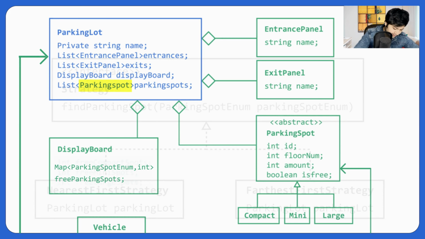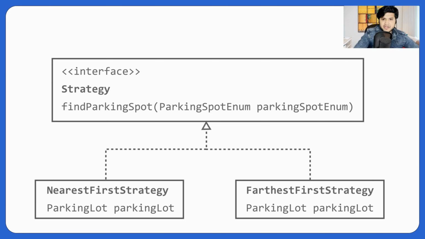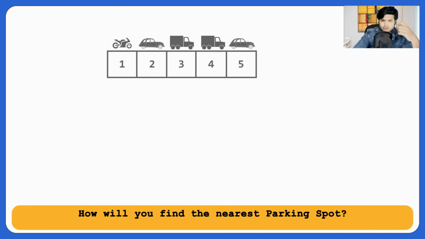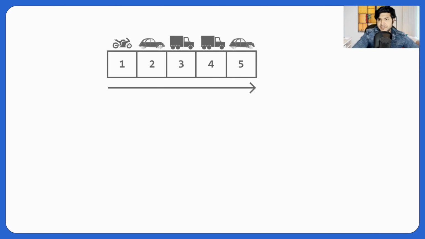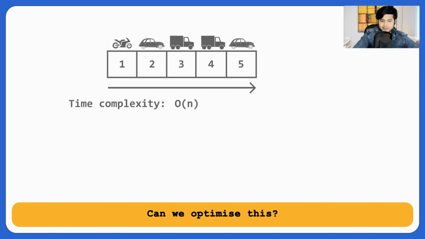So if I have to find the nearest parking spot of type, let's say, mini, let's say this is my list of parking spots. This is one object, this is second object, third, fourth, fifth object. Each of them are different parking spots, right? One could be mini, one could be compact, other two could be large. So how will you find the nearest parking spot? By iterating on this complete array, right? Which would take order of n time complexity, which would be pretty bad, right? Can we optimize this?